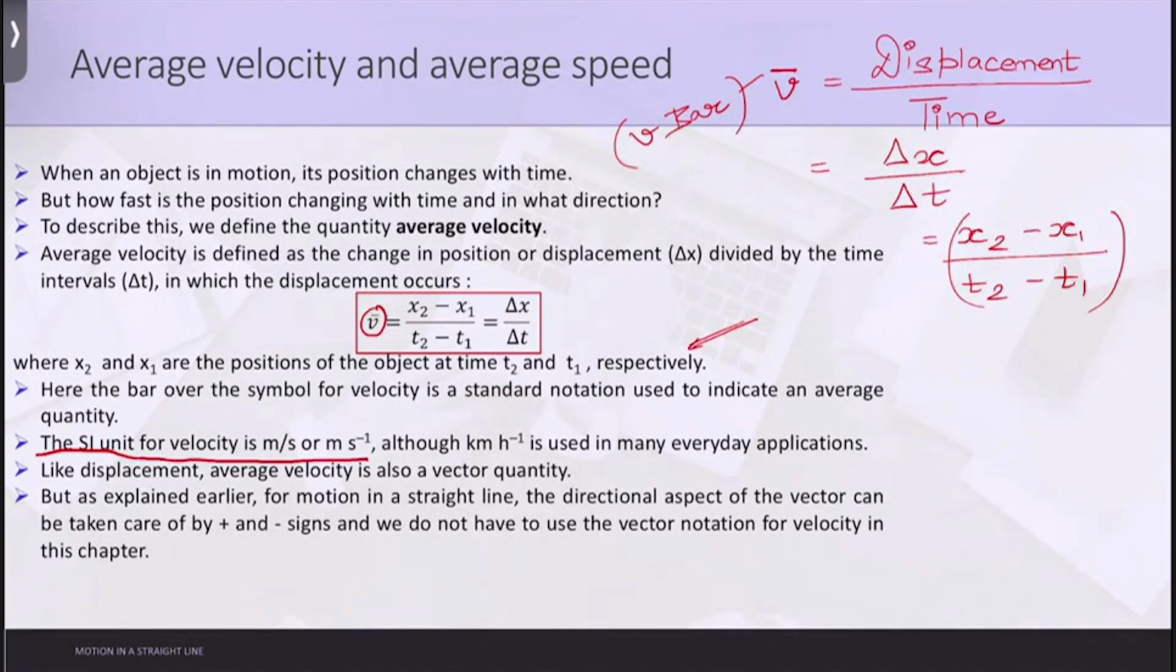Like displacement, average velocity is a vector quantity. Generally, if a quantity is a function of some vector, then there is a 100% chance that it will also be a vector, unless it has been cancelled out somehow. So for 11th class purposes you can understand that displacement and average velocity both are vectors. But as explained earlier, for motion in a straight line, the directional aspect of the vector can be taken care of by plus and minus signs. As we are going with the very simple case here, everything can be taken care of by plus and minus signs only, and we do not have to use vector notation for velocity in this chapter.